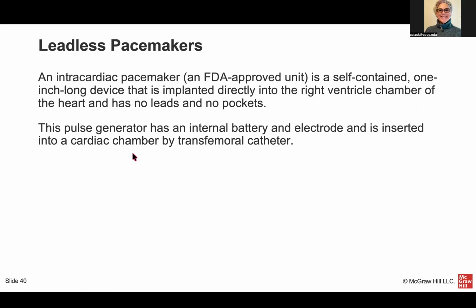Leadless pacemakers are newer technology that has its own CPT codes. These are tiny, self-contained devices, about an inch long, implanted directly into the right ventricle of the heart. Traditional pacemakers have a pulse generator, usually implanted under the skin in a chest pocket, connected to the heart via leads, wires threaded through veins. Leadless pacemakers eliminate both the pocket and the leads. The entire device lives inside the heart. The procedure is inserted via a transfemoral catheter through the femoral vein in the groin, up through the vascular system, and into the right ventricle. There's no chest incision and no pocket.